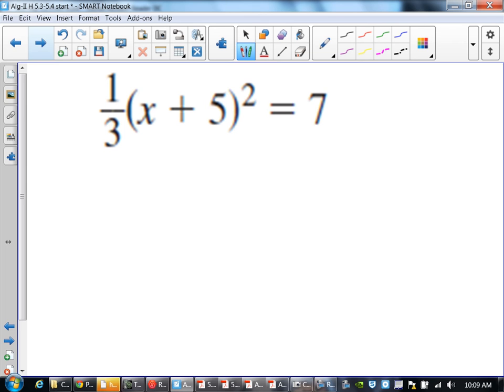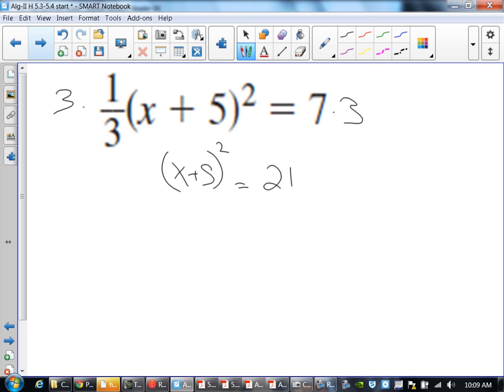1/3 times the quantity x plus 5 quantity squared equals 7. In this case, I cannot take the square root of both sides because I've got a 1/3 out there. How do you move a 1/3? Multiply by its reciprocal. Yeah, multiply by 3. Very good. So multiply both sides by 3, and I get x plus 5 quantity squared is 21.